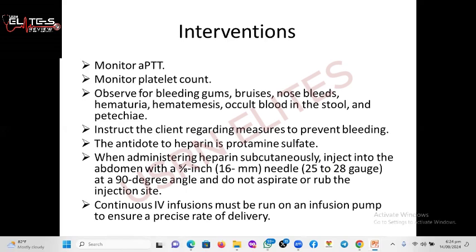You need to monitor the platelet counts. And you know that the normal range for platelets is 150,000 to 400,000. So if platelets are less than 150, mostly it becomes very serious when it is less than 100. So when the platelet count is less than 100, you should be aware because the client is also at risk of bleeding.